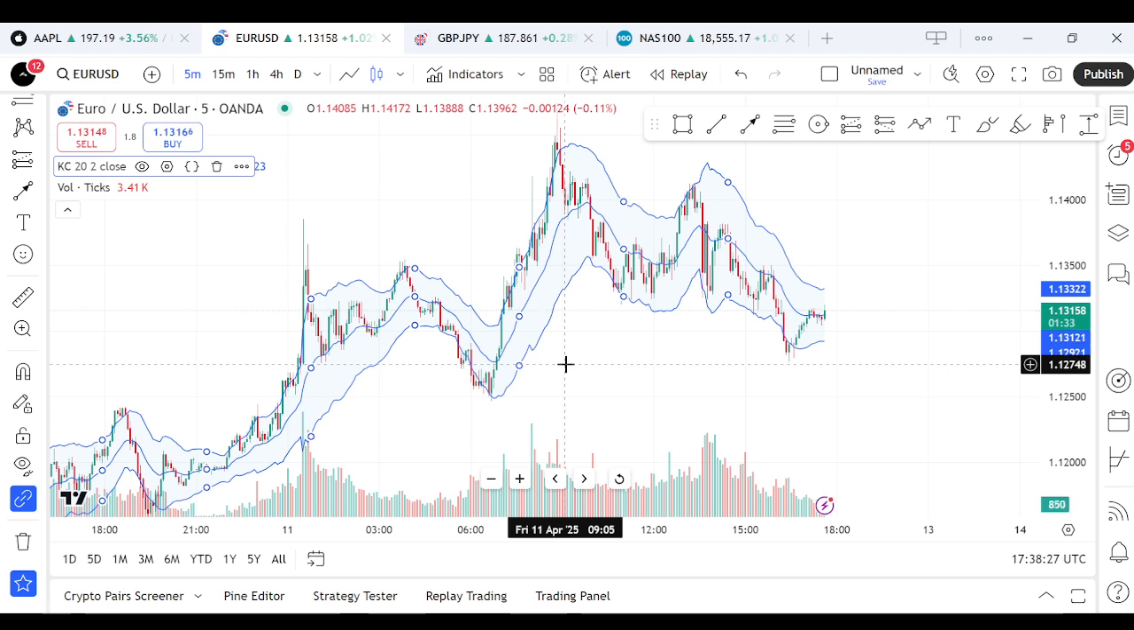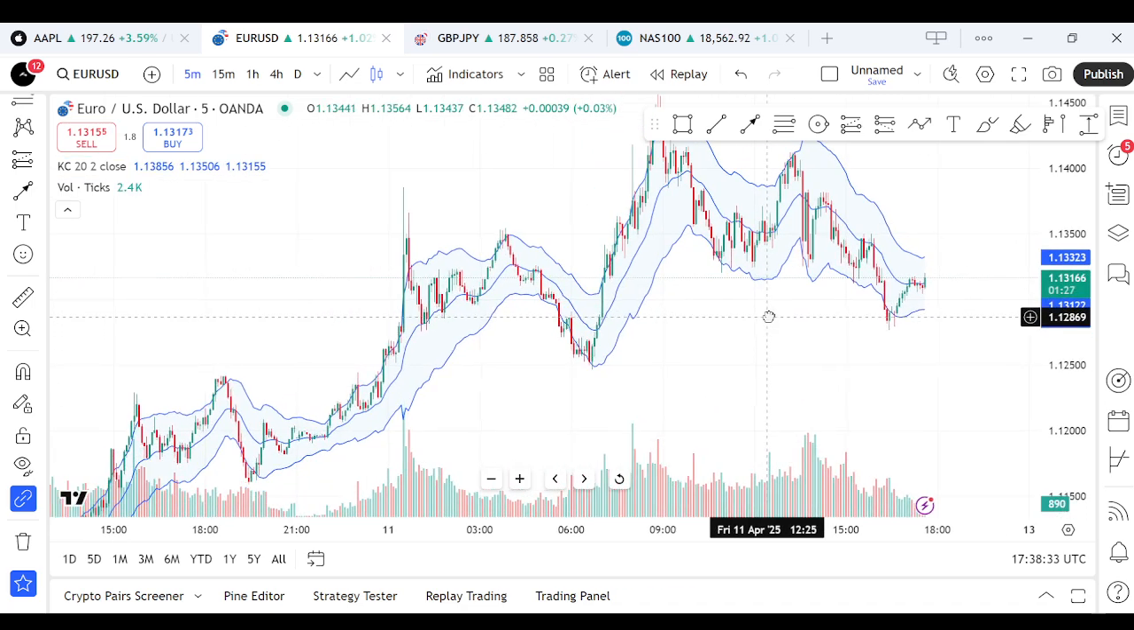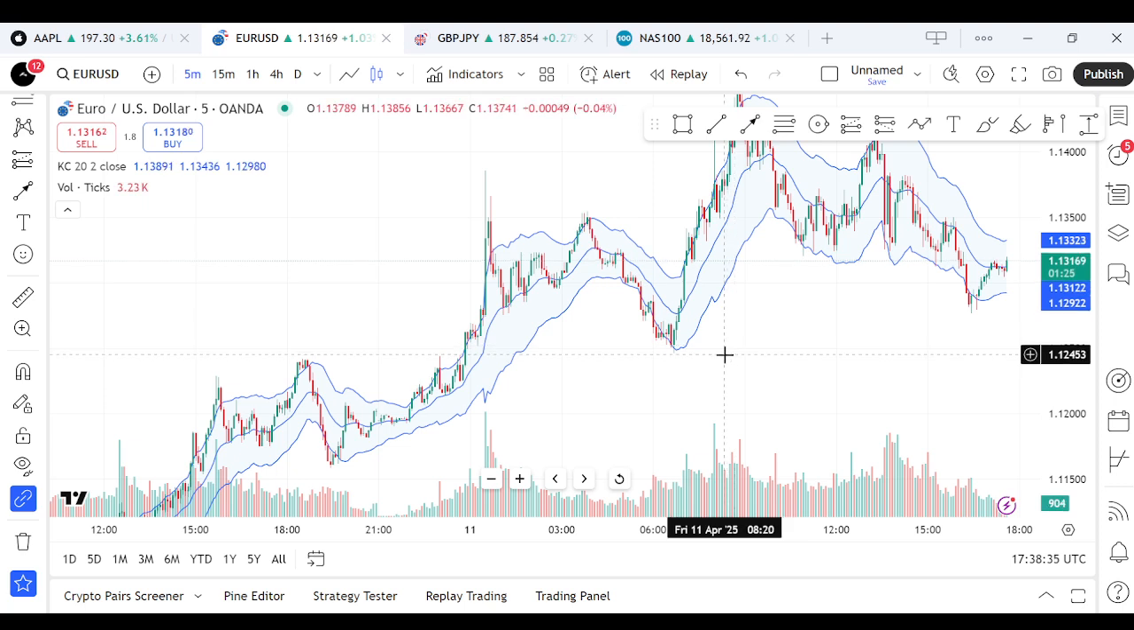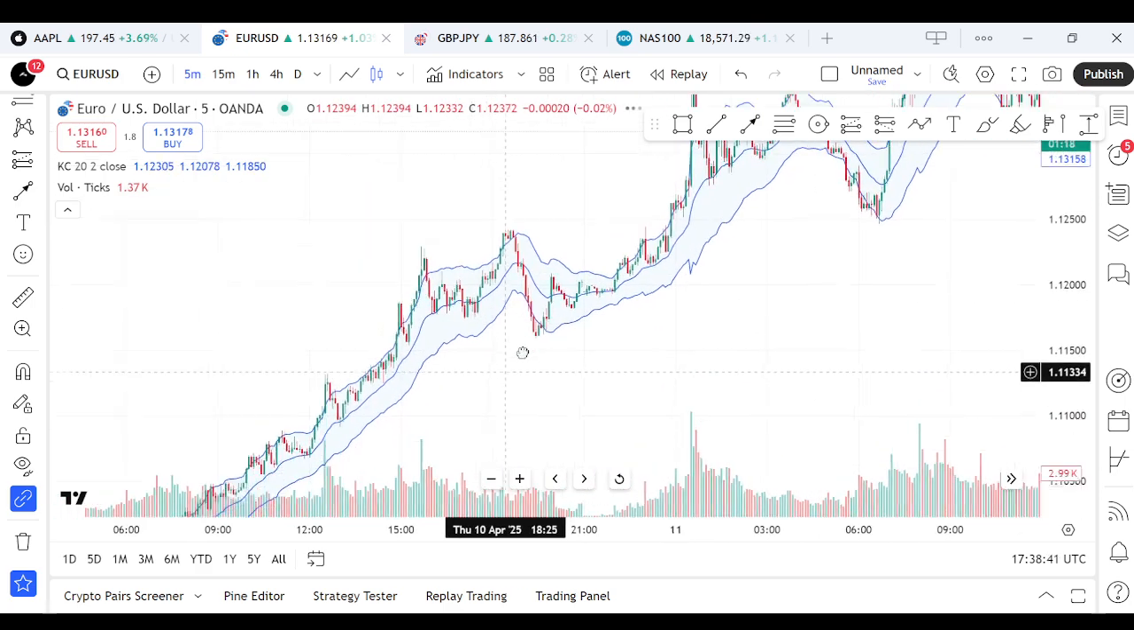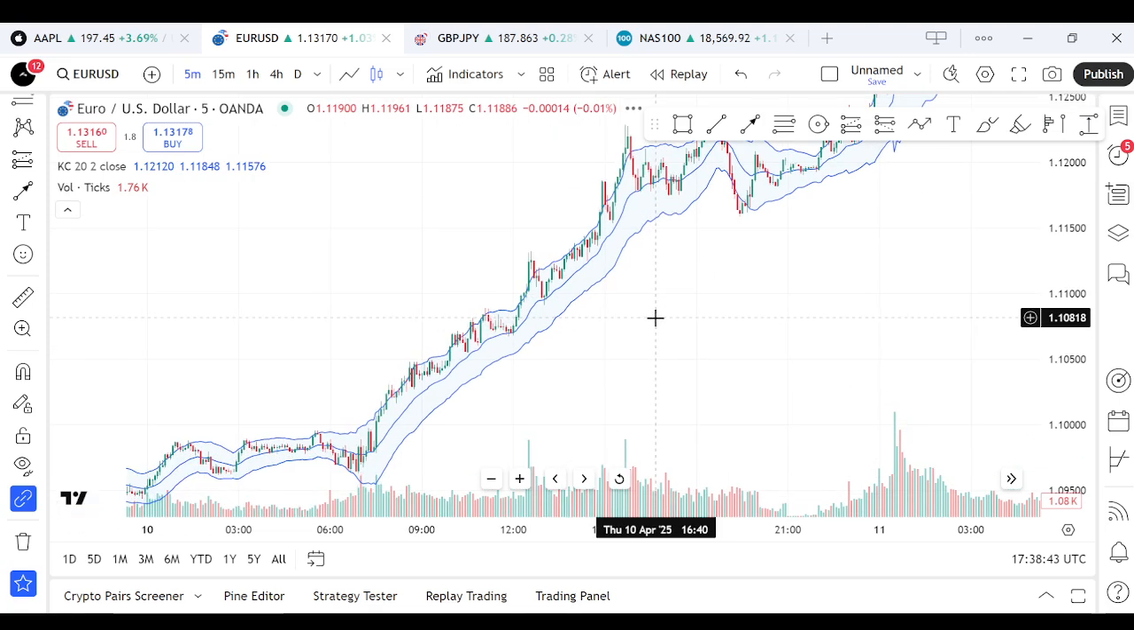This ATR based calculation allows the Keltner channel to expand or contract dynamically with market volatility, making it an adaptable tool for various market conditions. Now you should know the features of this Keltner channel. What are the features? The first one is dynamic support and resistance.